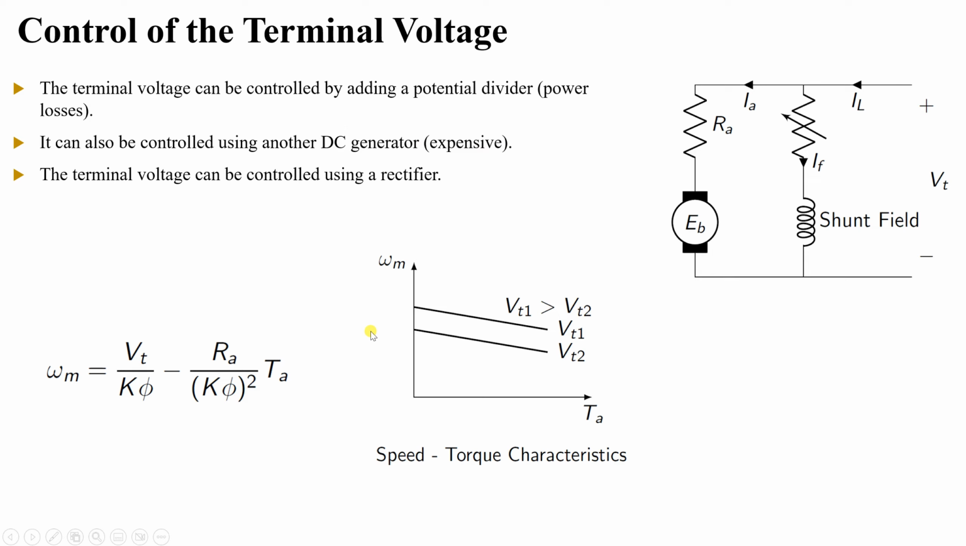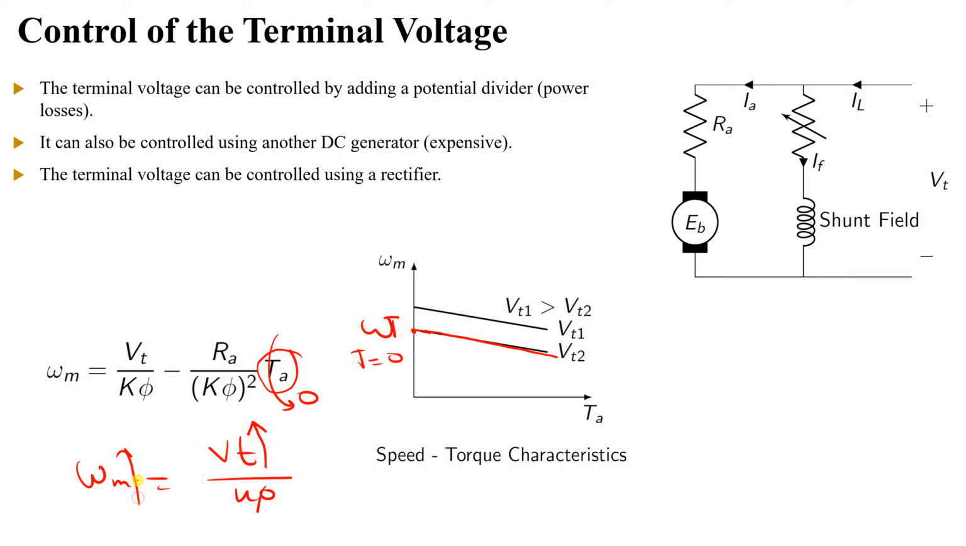Okay, so let's get back here first. As you can see, at zero torque, this is very important. We plotted one curve like this, V terminal, and we have a certain value of omega at torque equal to 0. This is very important: when torque equals 0, omega will be V terminal over K phi. So as V terminal increases, omega will increase, or the zero point here will go up.